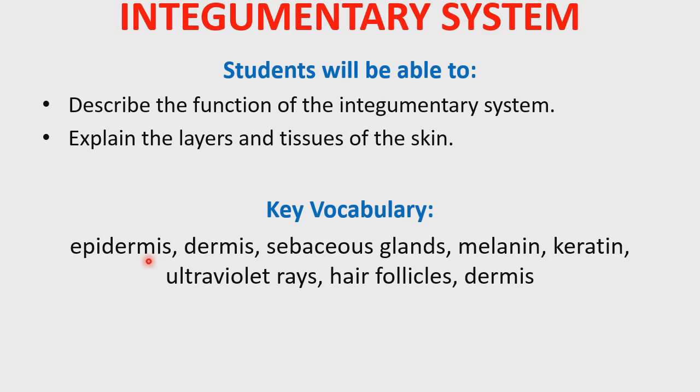On our review this week, we have the following learning objectives: to describe the functions of the integumentary system and to explain the layers and tissues of the skin. Our key vocabularies: we have epidermis, dermis, sebaceous glands, melanin, keratin, ultraviolet rays, hair follicle, dermis. So we have them in subcutaneous layers. We have them as our key vocabularies this week.